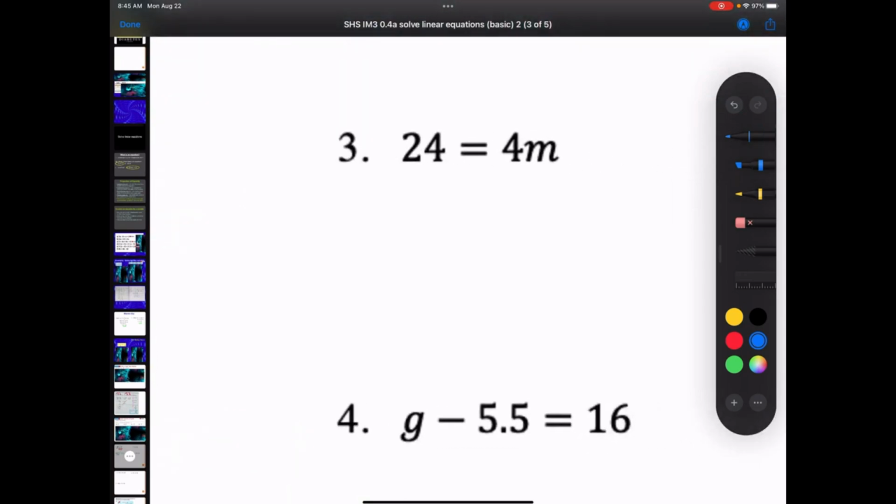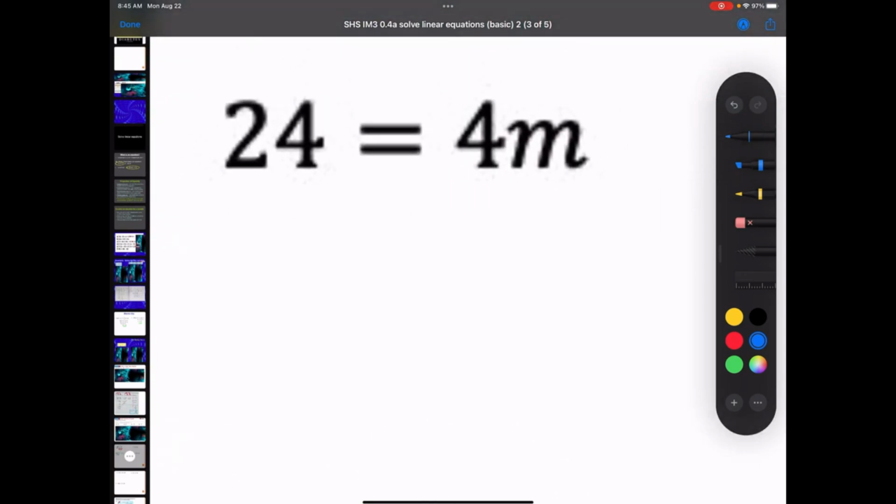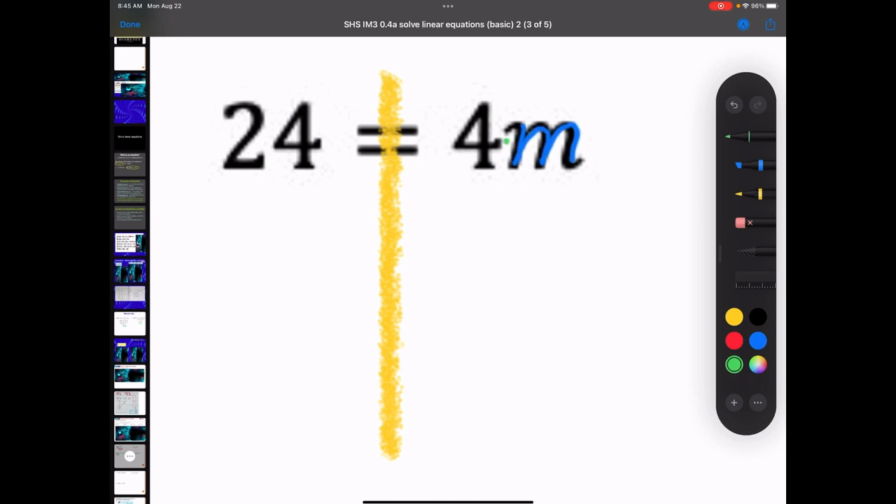Where are you? There you are. Let's draw our line down the equal sign. Class, on the right side with the variable here, what math operation do you see? You see multiplication. What's the opposite of multiplication? Let's go ahead and divide by 4 on both sides.